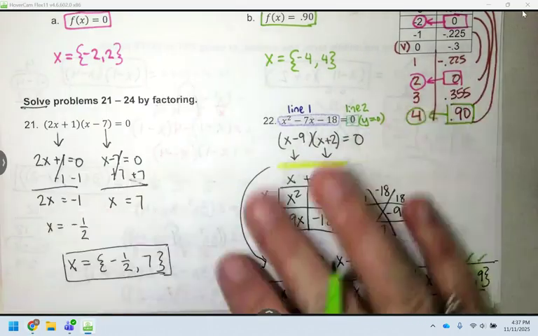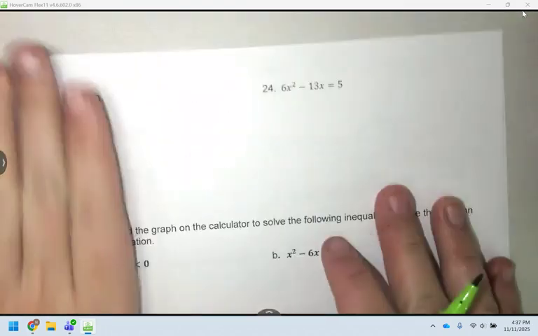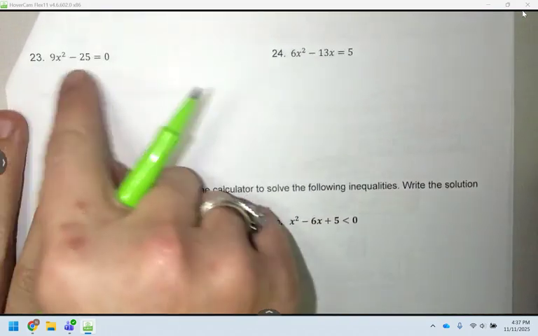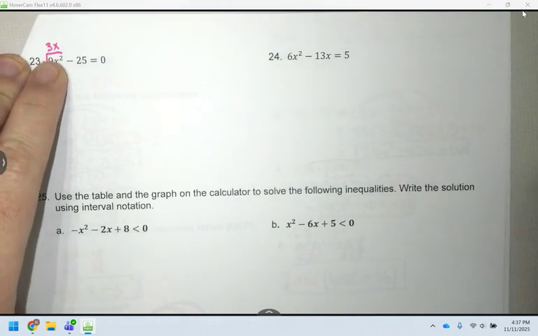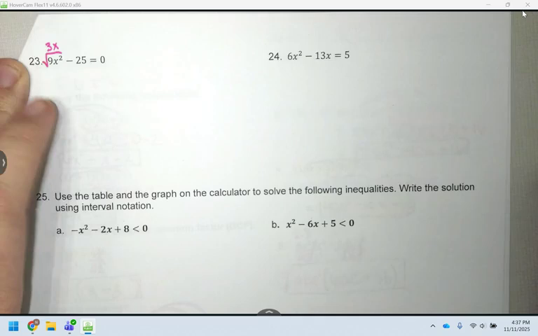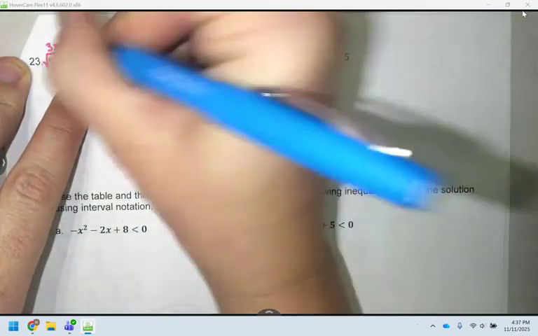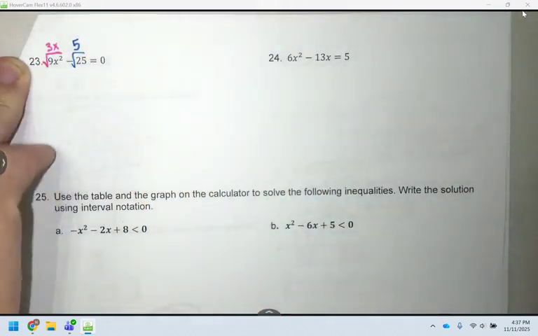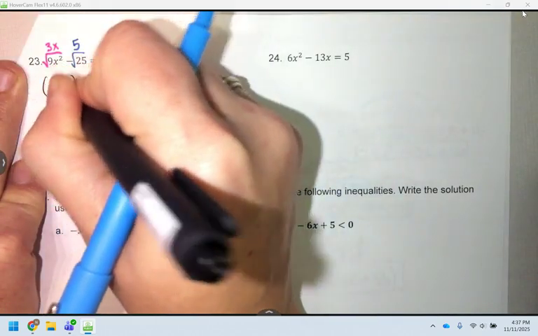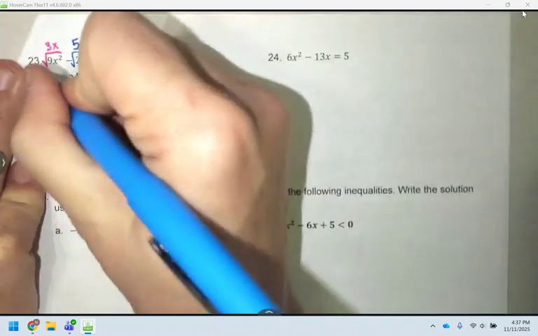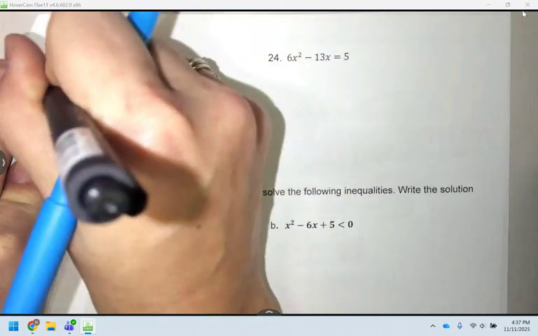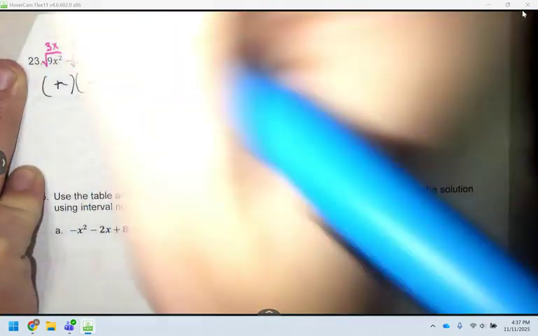Moving right on along. Number 23, we're still solving. Okay, so 2 terms. Can we take the square root of both of them? Square root of 9 is 3, square root of x squared is x. Square root of 25 is 5. So we can. Equal to 0, plus, minus.